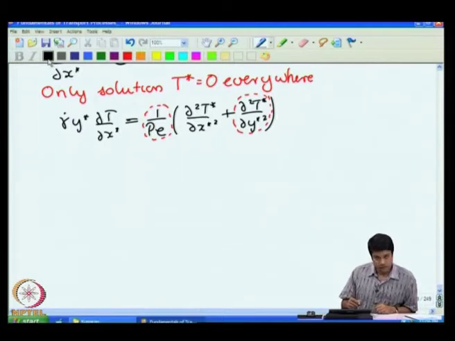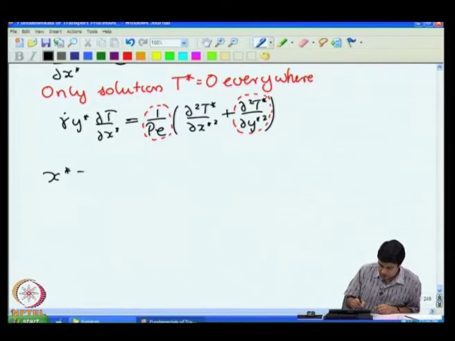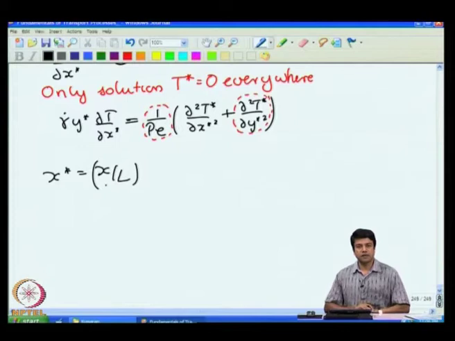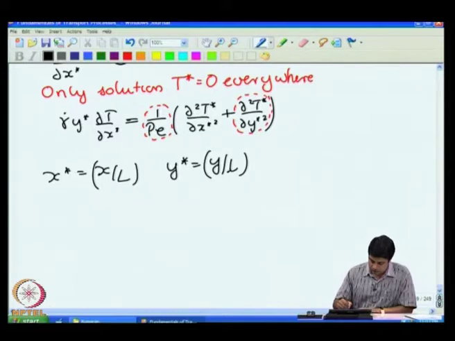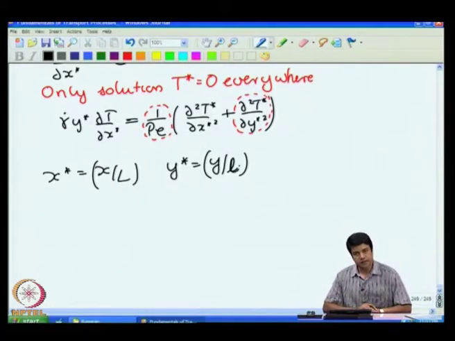So, what I will do now is to just write down the scaling x star is equal to x by L. This is usual. This is the length scale for variation of temperature along the x direction, because the heated section has length capital L. However, in the y direction I will postulate a smaller length scale, small l, and then go back and scale my equations once again.